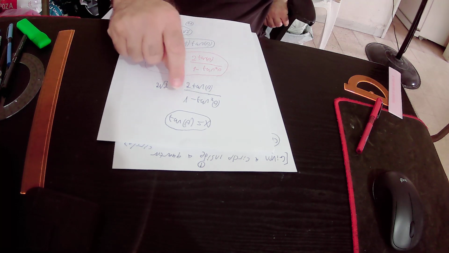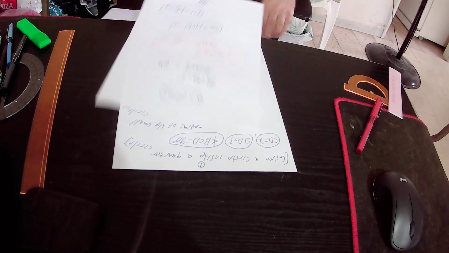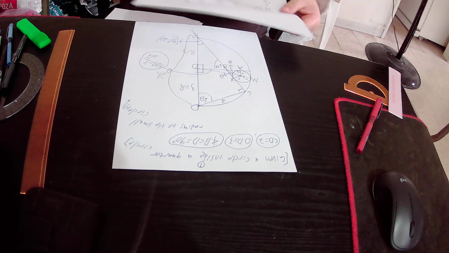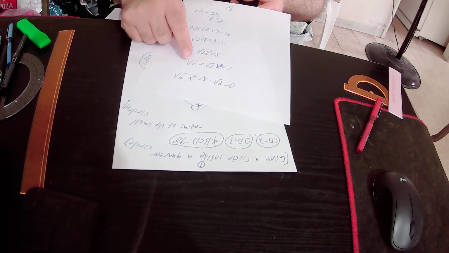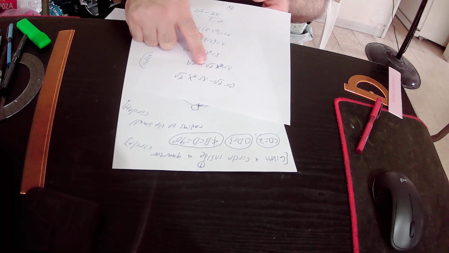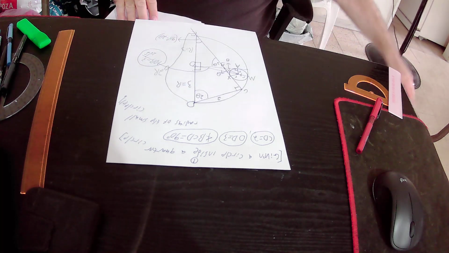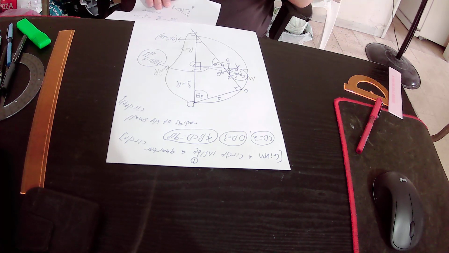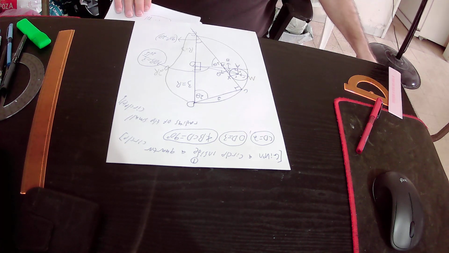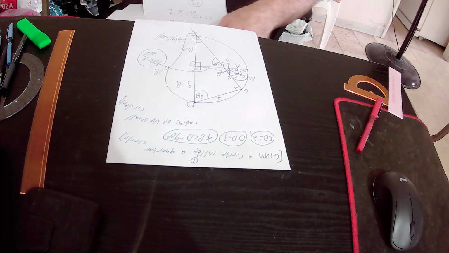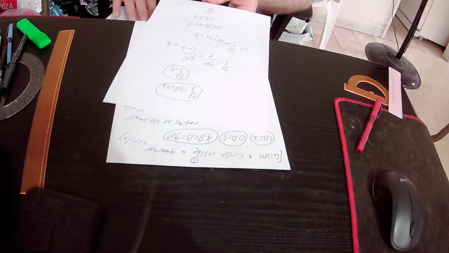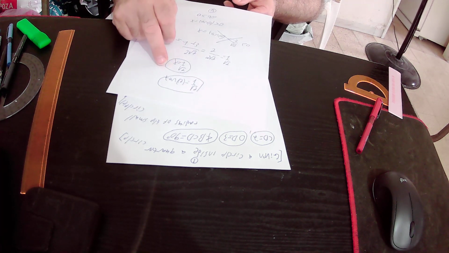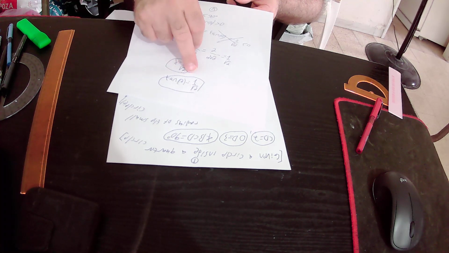We define tangent theta as x, and we got a quadratic equation: root 2 x squared plus x minus root 2 equals 0. We solve this quadratic equation, and we found that x, which equals tangent theta, equals 1 over root 2. So tangent theta equals x equals 1 over root 2.